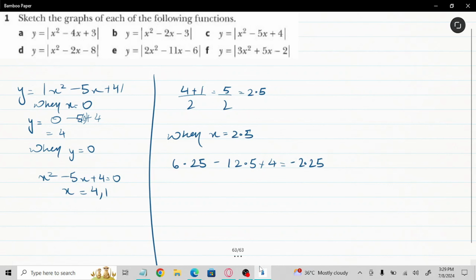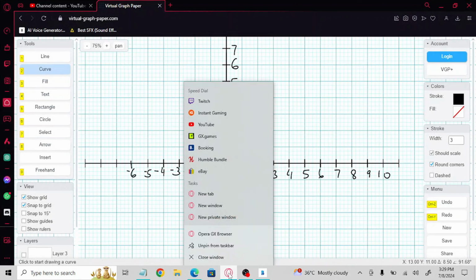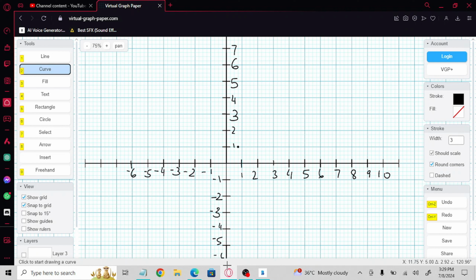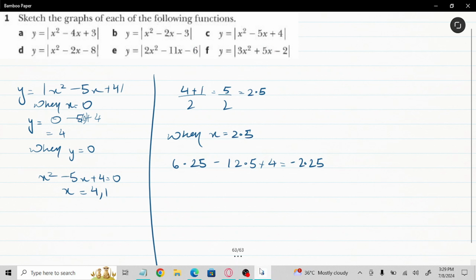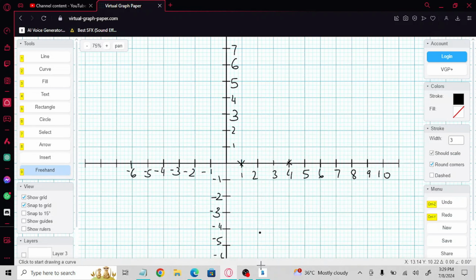What we are going to do is plot these coordinates on a graph. Let me correct this, 4 and 1 are our first coordinates. Then we have again x equals 0, y is equal to 4, this point. And similarly, when x equals 2.5, y is equal to negative 2.25. So at this point, we're going to go down, and that's going to be somewhere like so. So that's it.